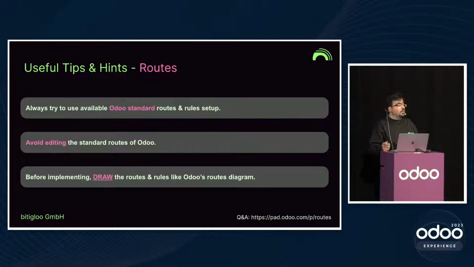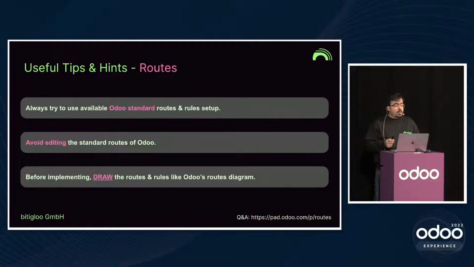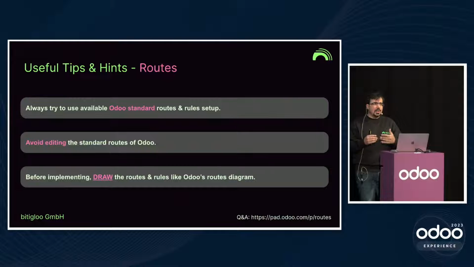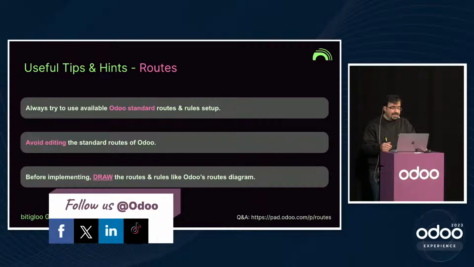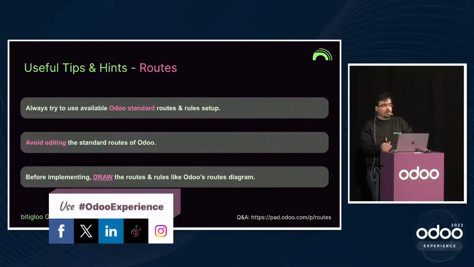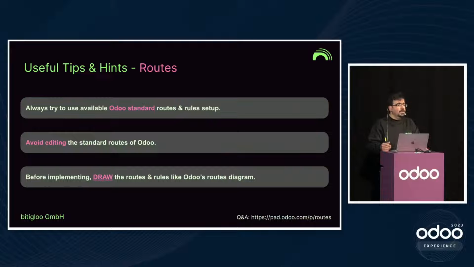So now I would like to give you some useful tips. Now we are just talking about the routes. Always try to use Odoo standard ones. Try to convince your customers to use them, to stay as much as possible with the standard. And if not possible, please do not edit the Odoo standard routes. If it is a must that you have a new scenario, please create a new route.